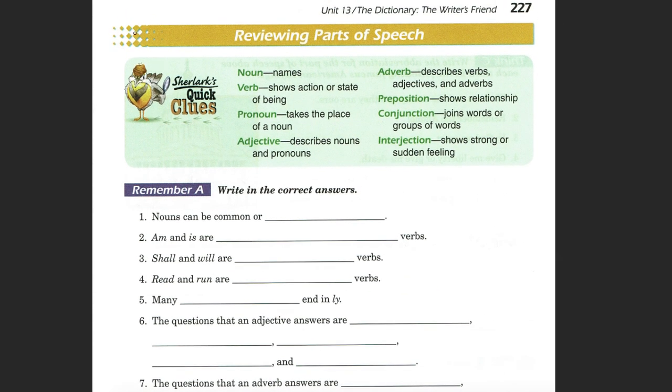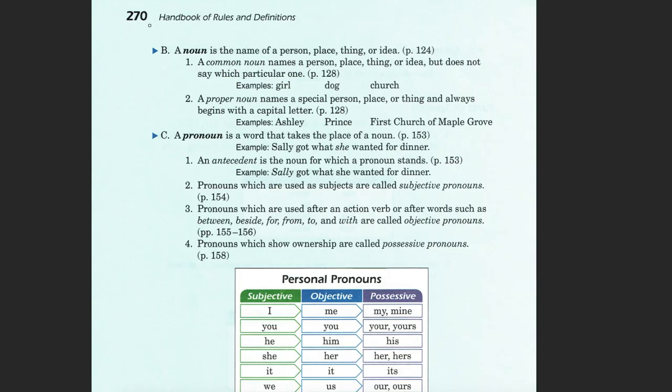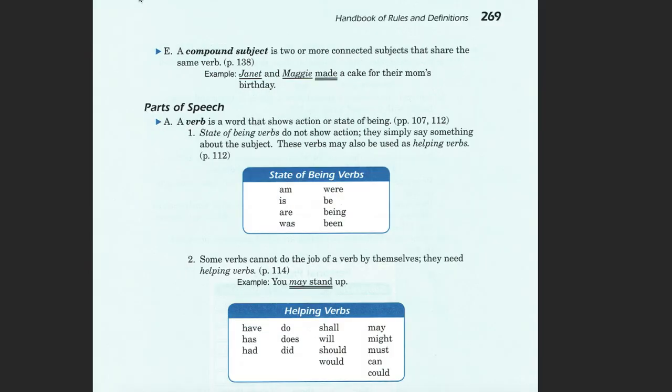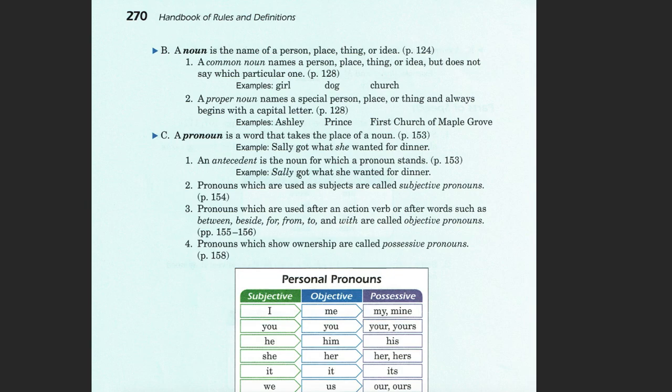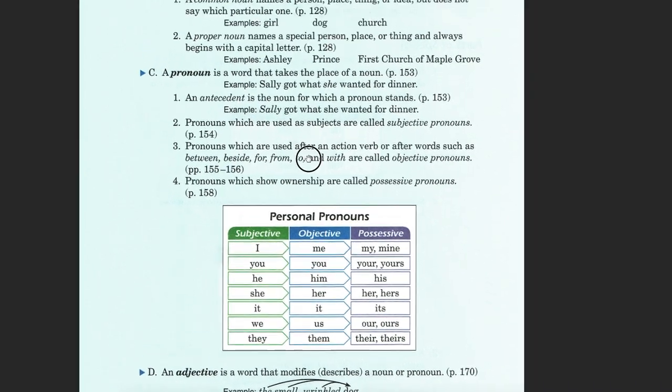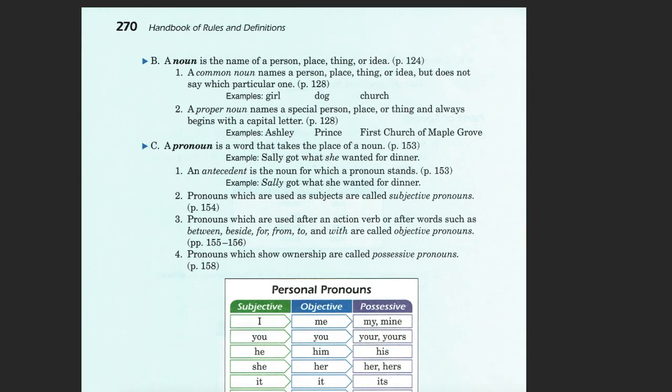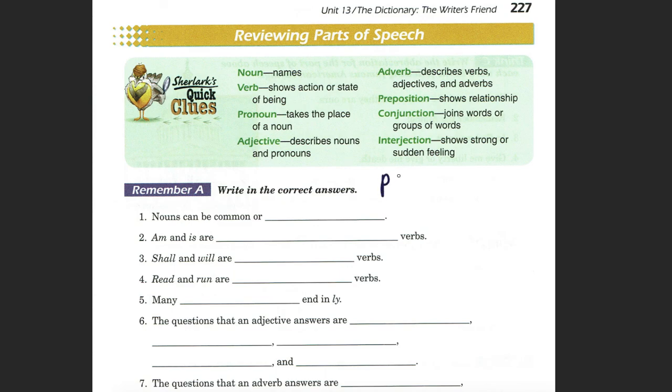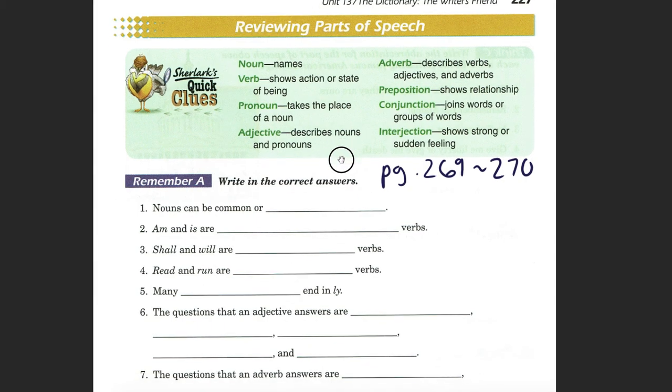But just remember that on the back of your language book, you have a handbook that explains each of the parts of speech in more detail and gives you a summary. Those pages will actually help you a lot on this worksheet. Those are pages 269 through 270. All eight parts of speech are there, and it will explain and remind you what each of them are in better detail.